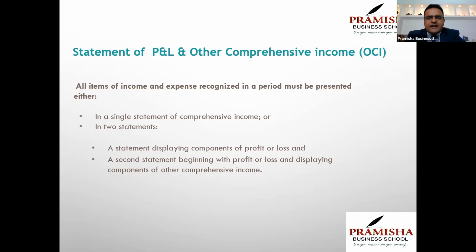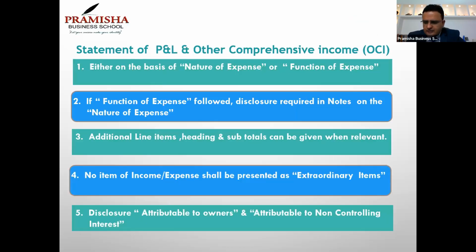IFRS gives a choice. IndAS wants only one statement to be published. There's no choice in IndAS. So either on the basis of nature of expense or function of expense, there's a choice. IndAS wants only nature of expense. If function of expense is followed, nature of expense is required to be disclosed.